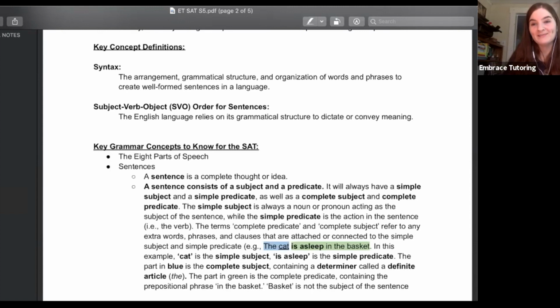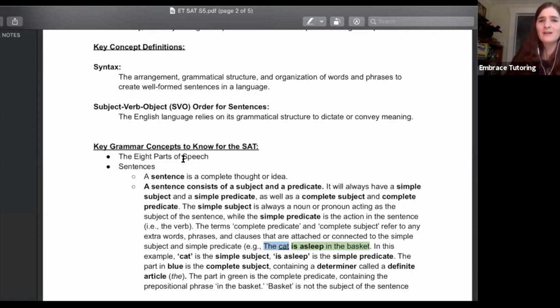A complete thought. That's it exactly. Okay, so all a sentence is the expression of a complete thought or idea. And if you think about it, it makes sense that you are expressing a complete thought or idea. Okay, so that's what a sentence is. But in order to have a sentence, in order to express a complete thought or idea, there are two key ingredients that you have to have in order to have a complete sentence.